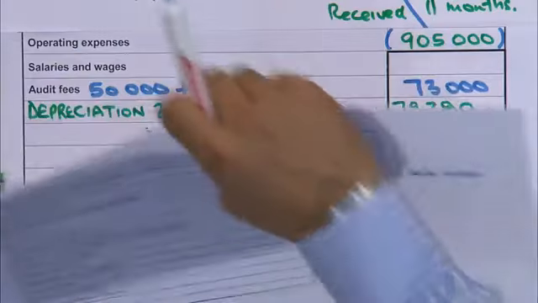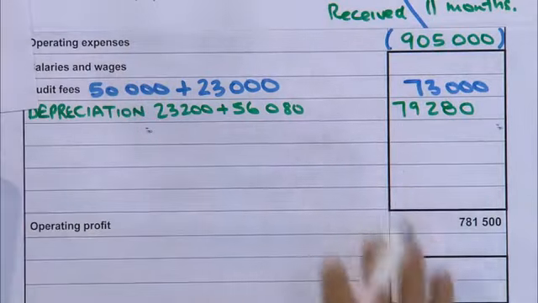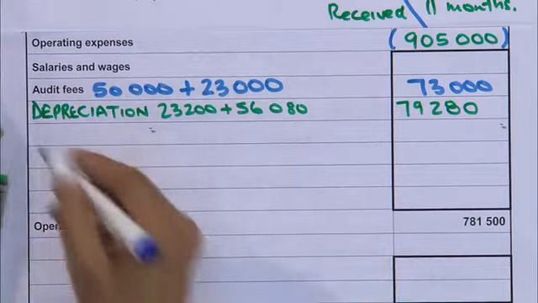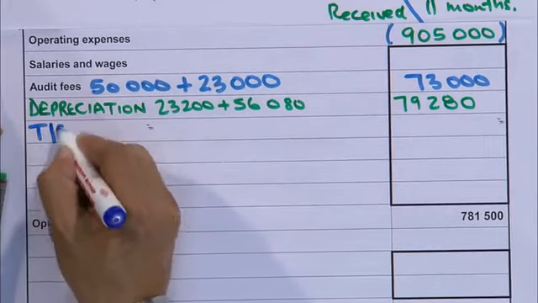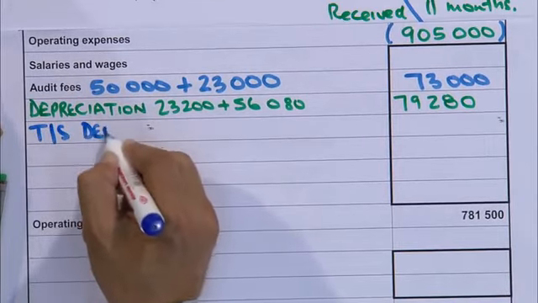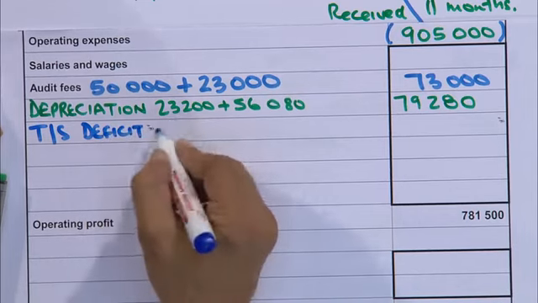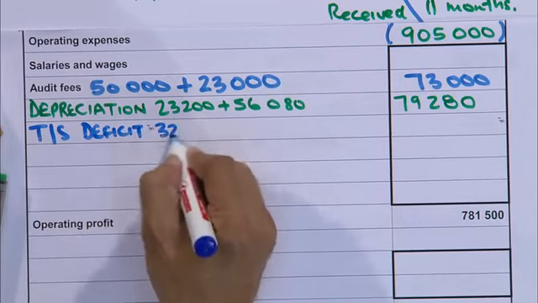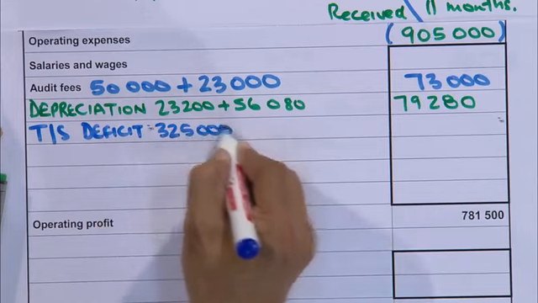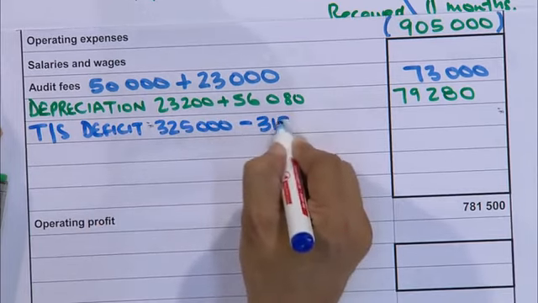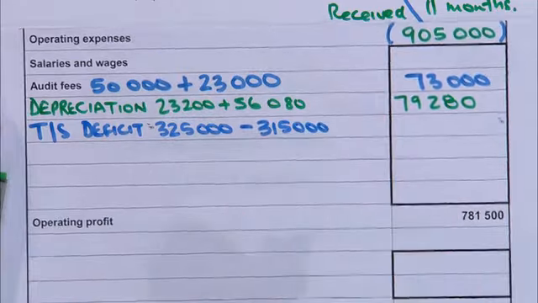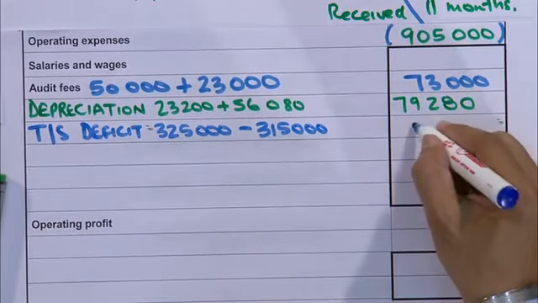So the item that we have to fill in the income statement will just be trading stock deficit. And that will be 325,000 minus 315,000. Gives you an even answer of 10,000.